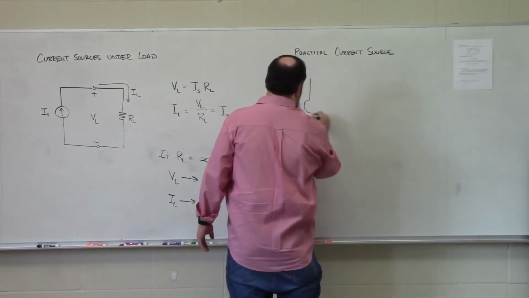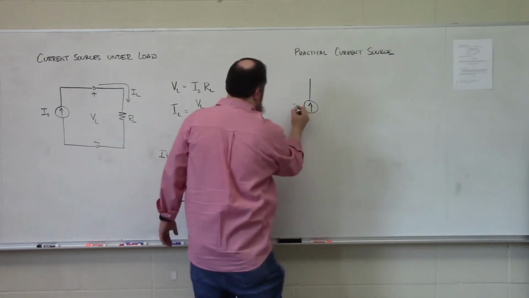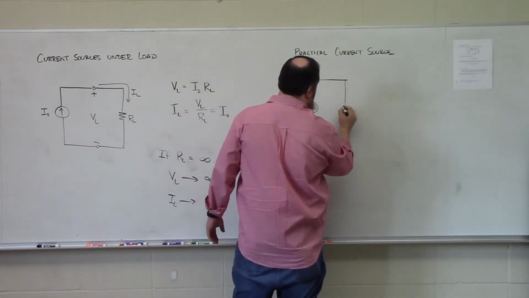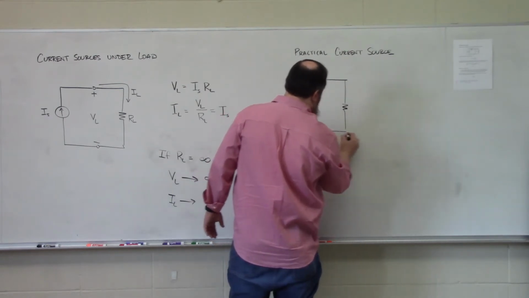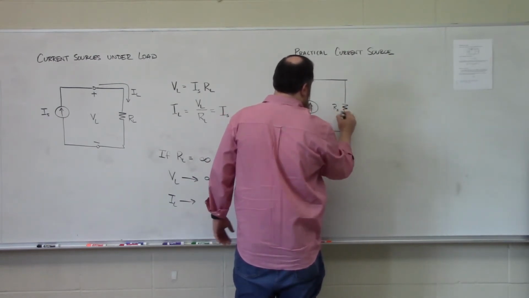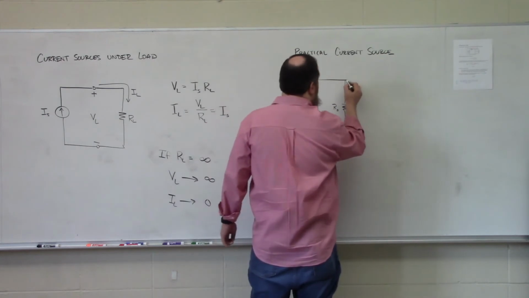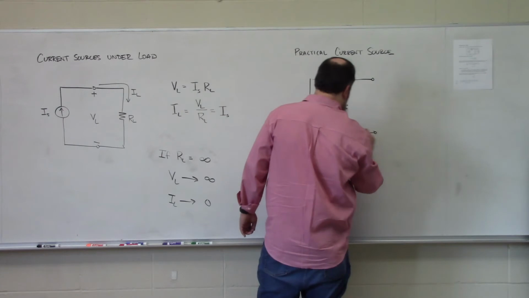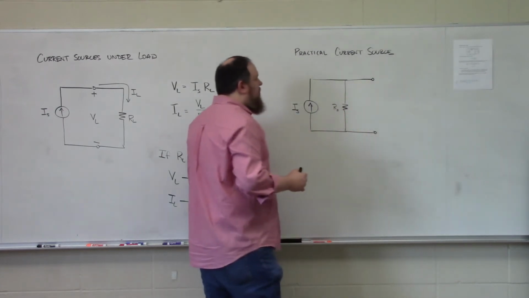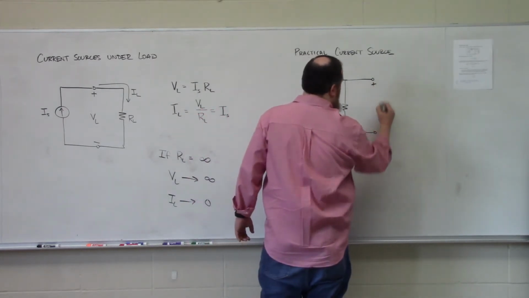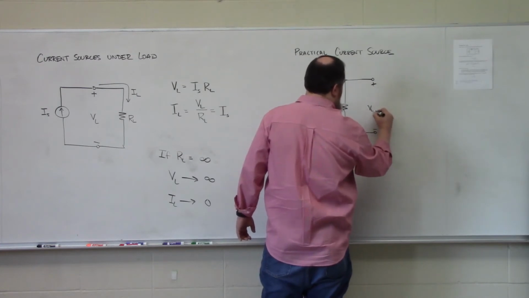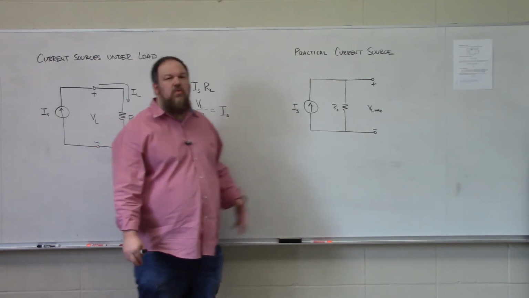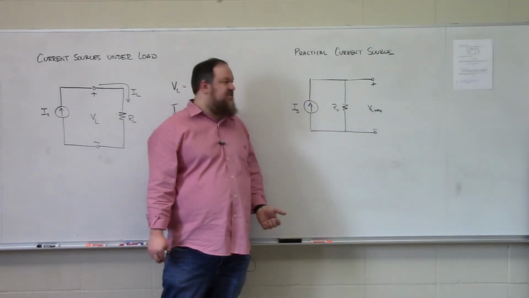which contains an ideal current source IS in parallel with an internal resistance RS, the maximum voltage that it could ever generate would be when it's connected to an open circuit or an infinite resistance, right?